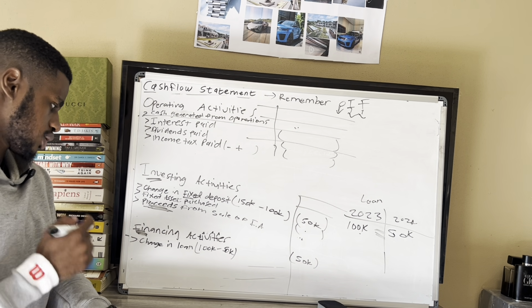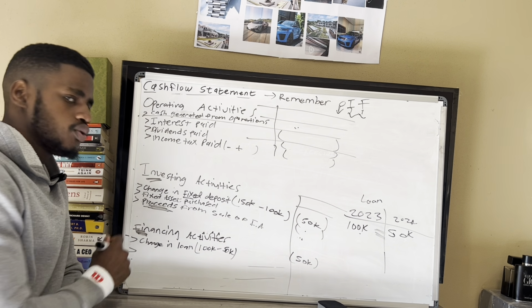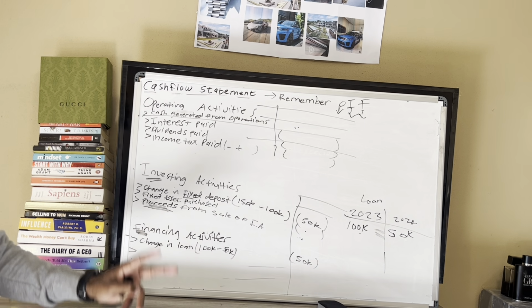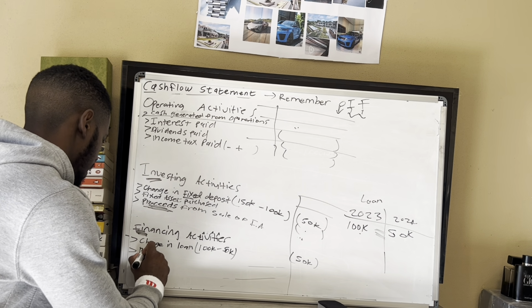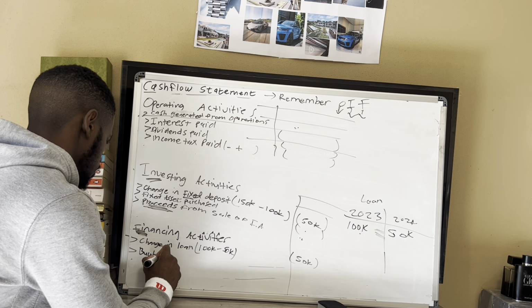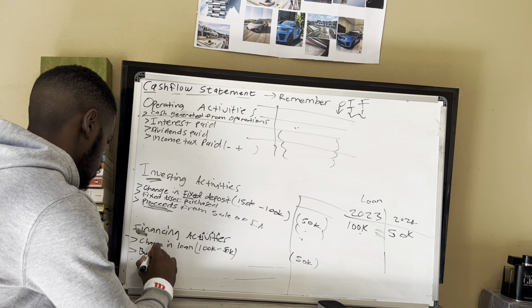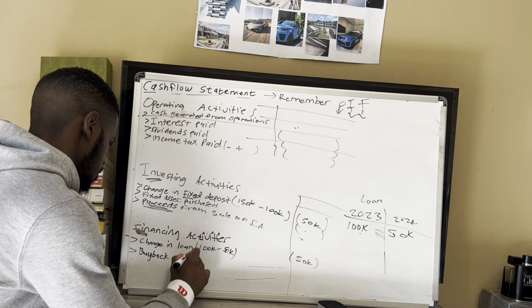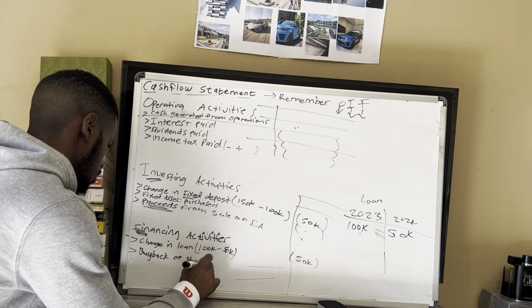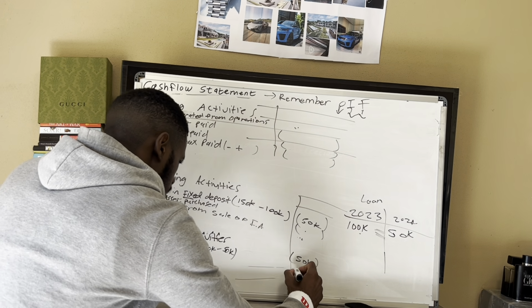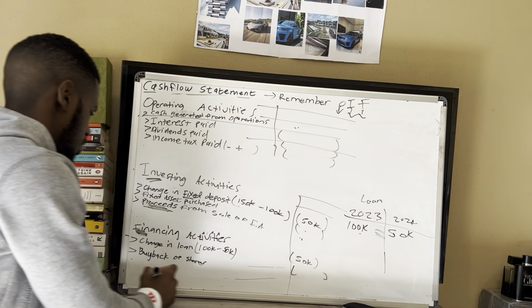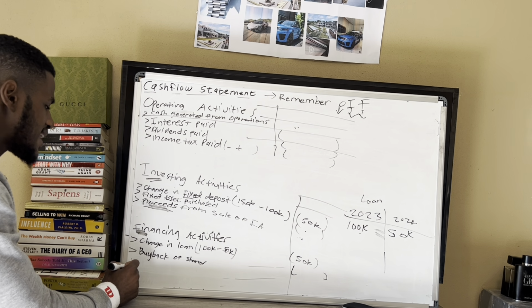Then we have shares. Two things can happen to shares. We can either buy back shares. If we buy back shares, we as a business will be spending money. So this one will always be in brackets. Or we can sell shares.